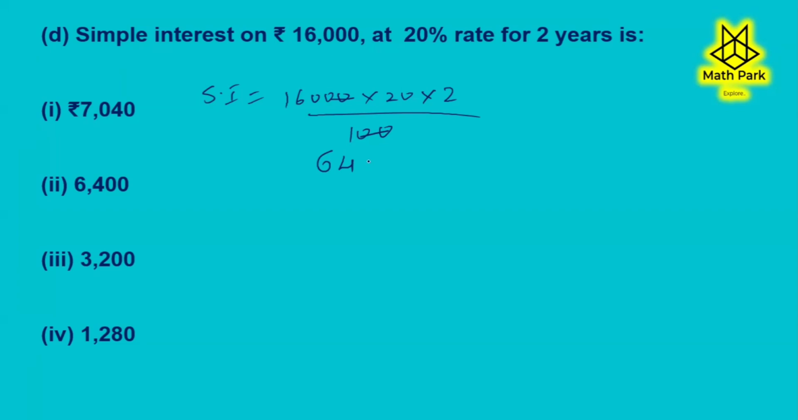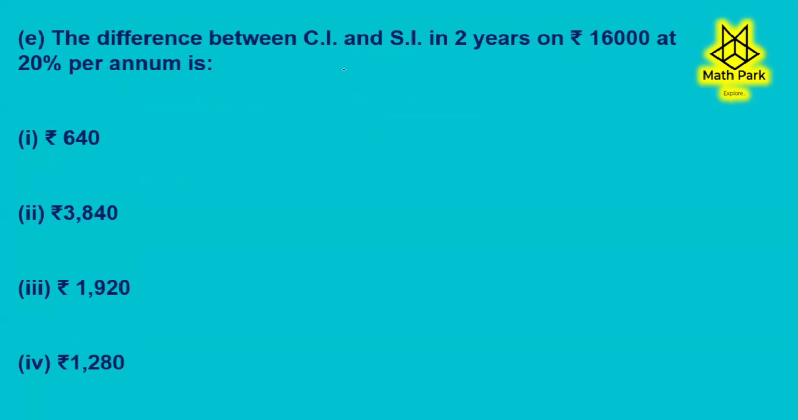So 6400 is the simple interest that we have got. 6400 rupees is your simple interest. Option 2 is the correct option. Now the difference between compound interest and simple interest on 16,000 at 20% per annum.